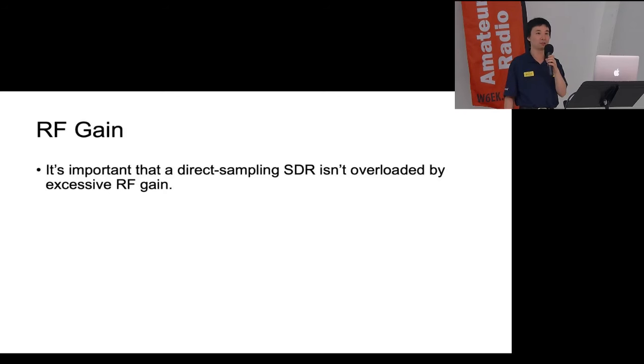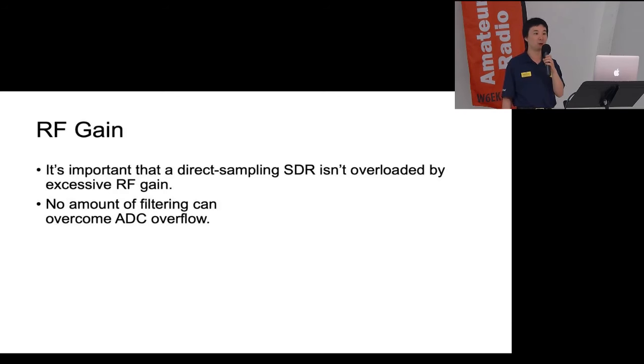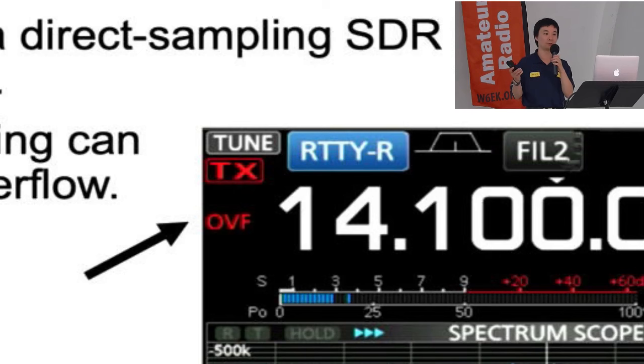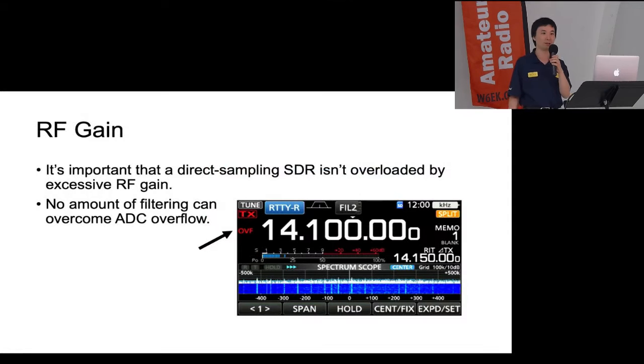Your radio has all this fancy filtering in it, but no amount of filtering can overcome an overflow of the analog-to-digital converter. And here you can see an example of the IC-7300. When it's overloaded, you clearly see an overflow indicator on the screen. And at that point, you're completely deaf. No amount of filtering will help you there. So if you ever see that light up or even flicker, you want to start by turning your RF gain down so you aren't overloading the front end.